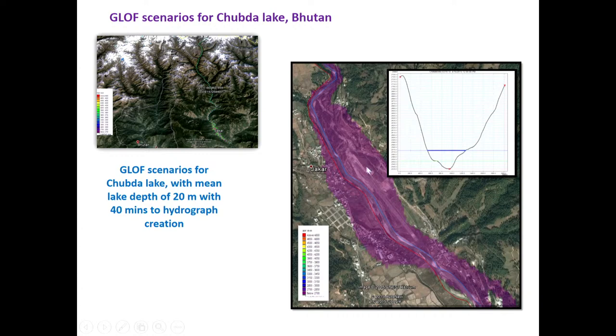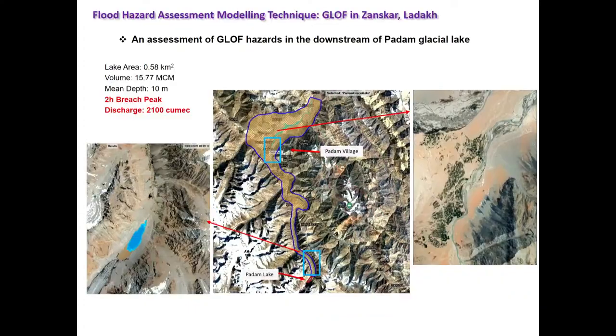You can see there is an airport as well in this area. So the entire airport will get submerged due to this kind of GLOF event. Similarly, we have done the GLOF analysis for the Padam lake, if it breaches, how much area will get affected. That's the kind of analysis we have done.